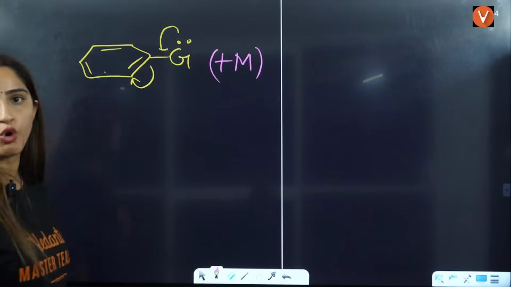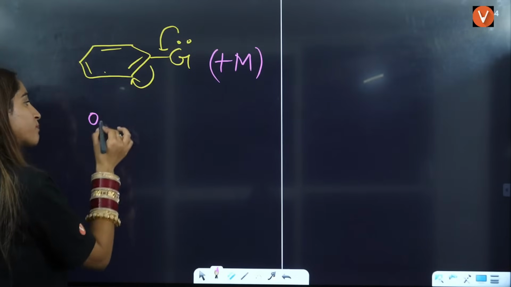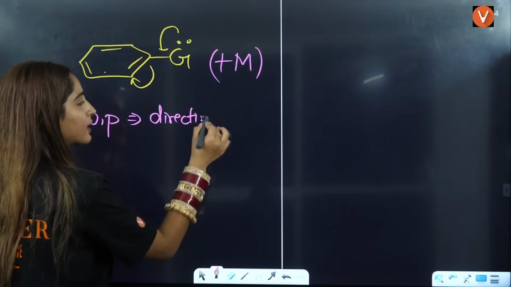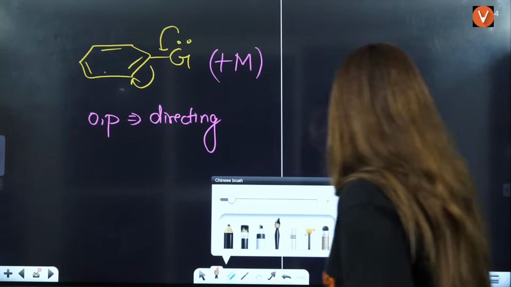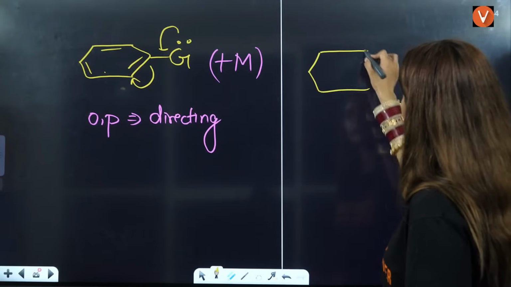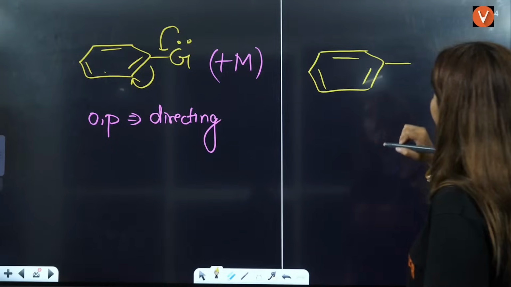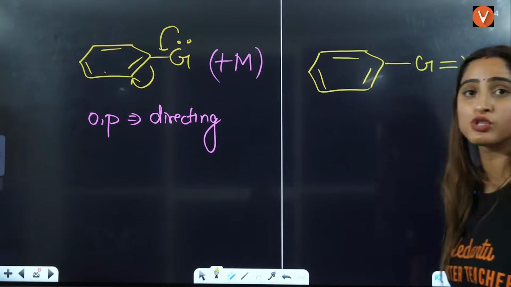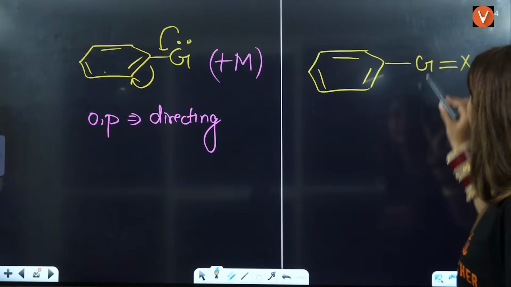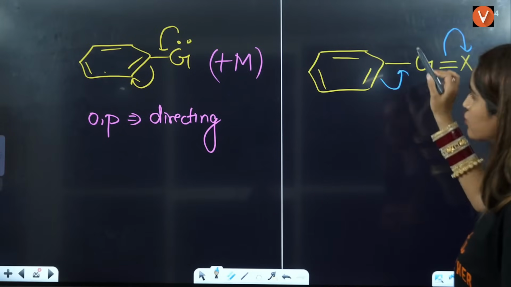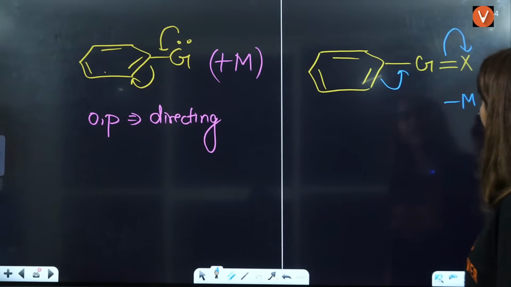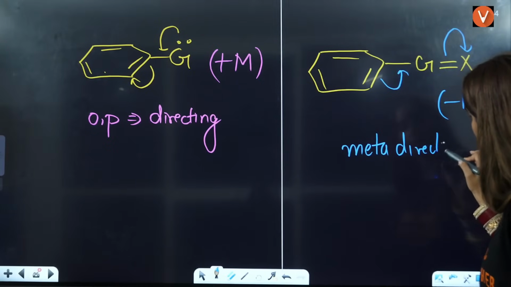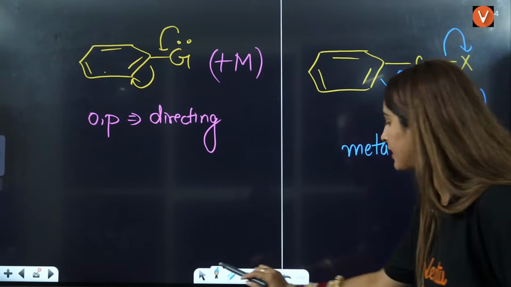It is always going to show plus M effect. And because of that, plus M effect is always going to be ortho-para directing. But if you have a benzene ring where there is an attachment of a group which is double bonded or triple bonded to some more electronegative group, then it will always take away the electron. It is always going to show minus M effect, and minus M groups are always meta directing.